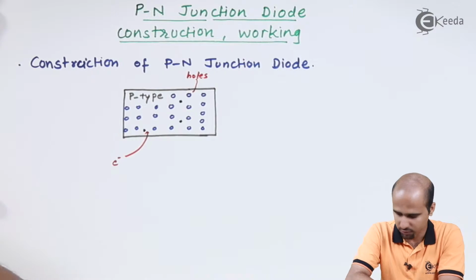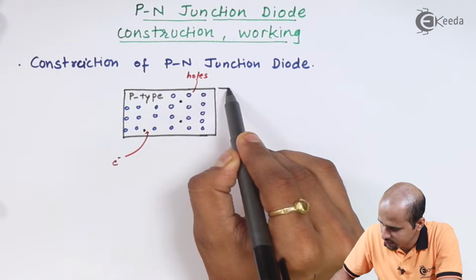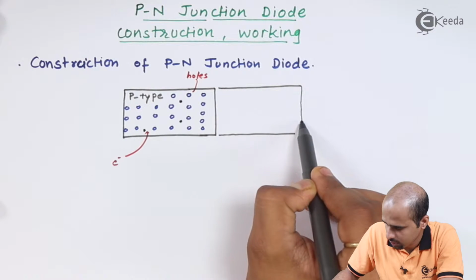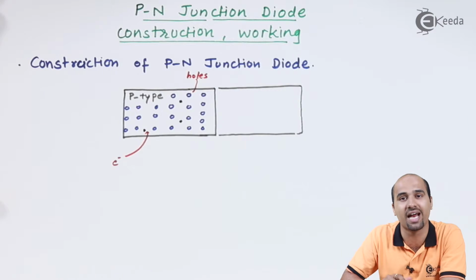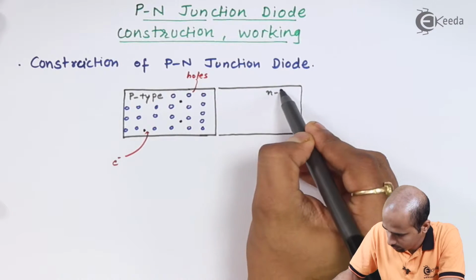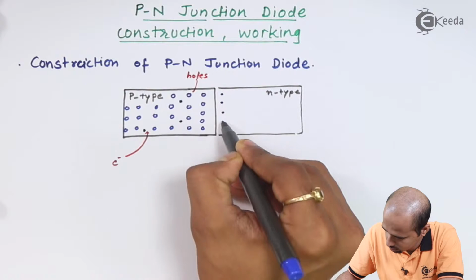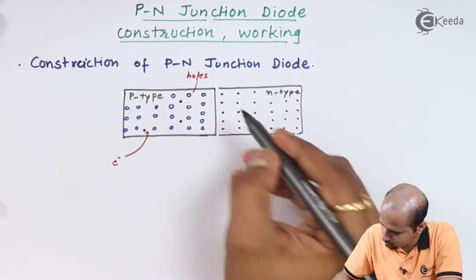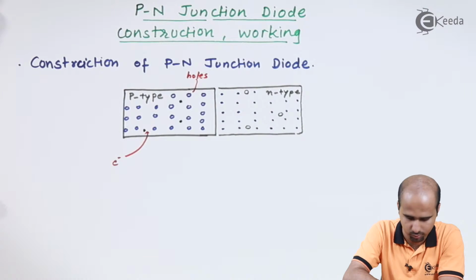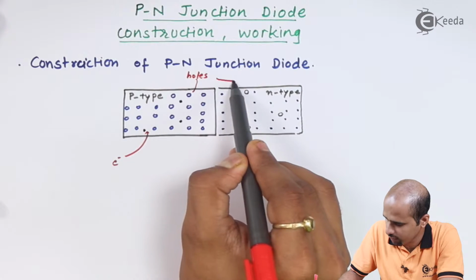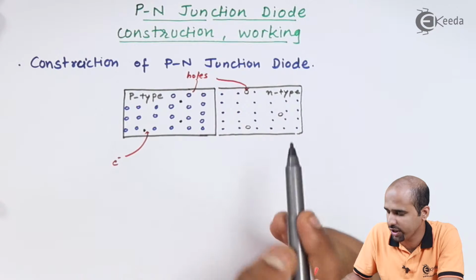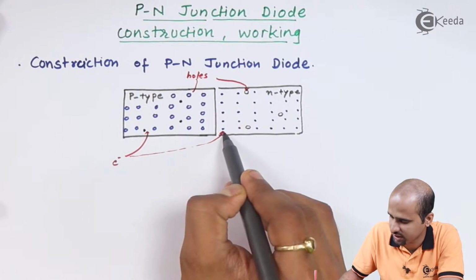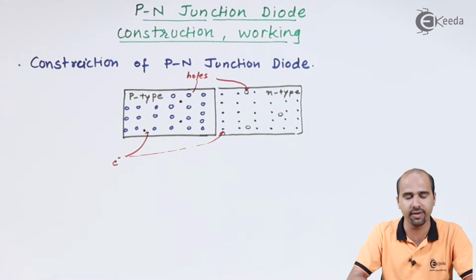So the same story we will repeat for N type of semiconductor. For N type of semiconductor, the story is exactly opposite. So here we will be having holes as minority charge carriers and electrons as majority charge carriers. Now what will happen if I combine them?